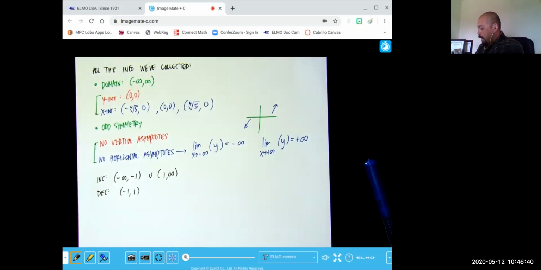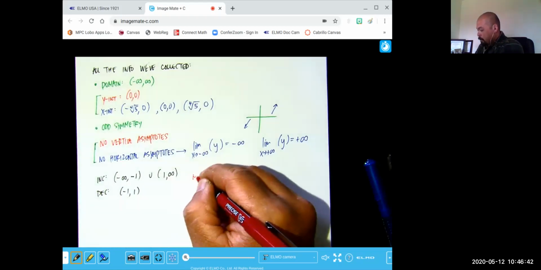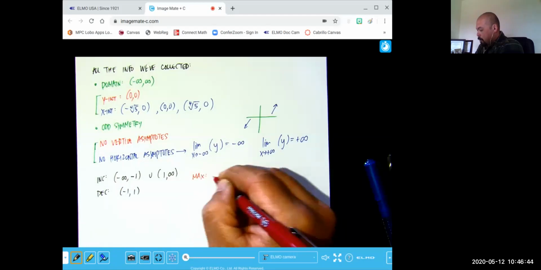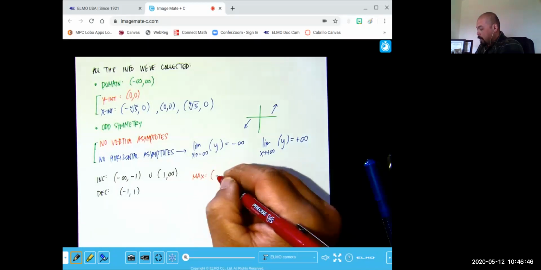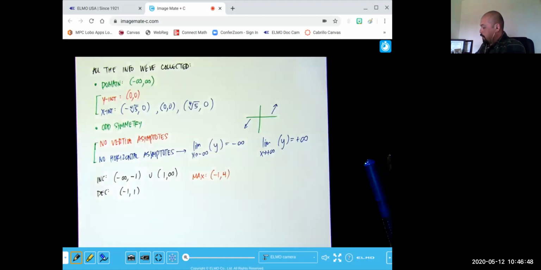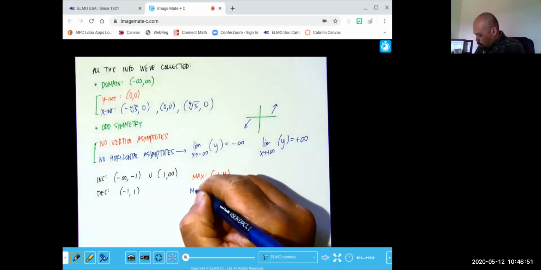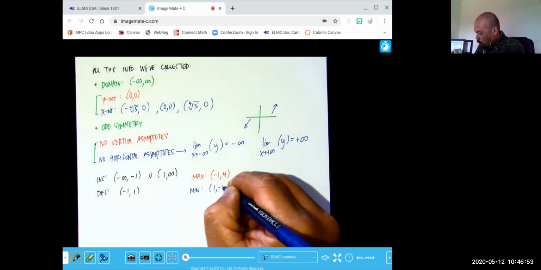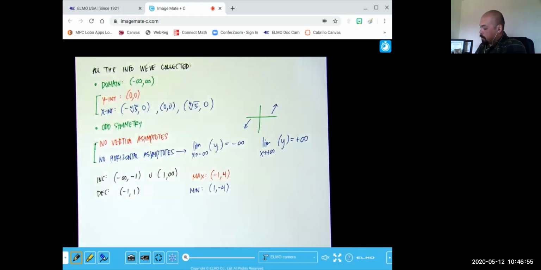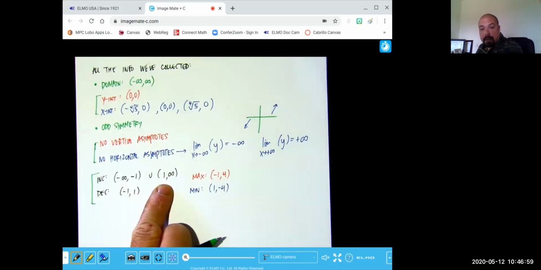And with that, we had a maximum at that point, -1, 4, and a minimum at 1, -4. Okay, that's where our derivative was positive. This is where our derivative is negative.